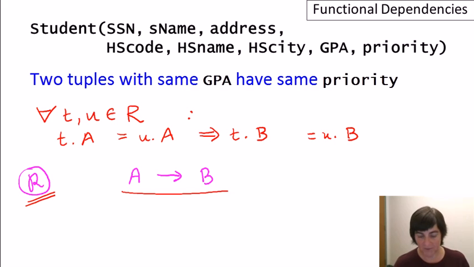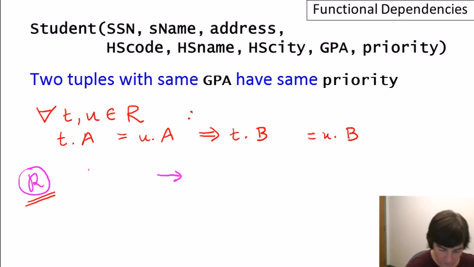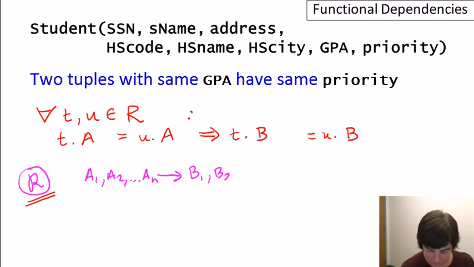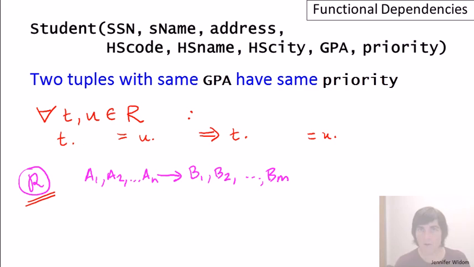Actually, I'm going to generalize this definition even further because functional dependencies don't always have to have one attribute on each side. They can actually have a set of attributes. So now I write A1, A2, through AN on the left-hand side. These will all be attributes of relation R. And on the right-hand side, B1, B2, through BM, again attributes of R.